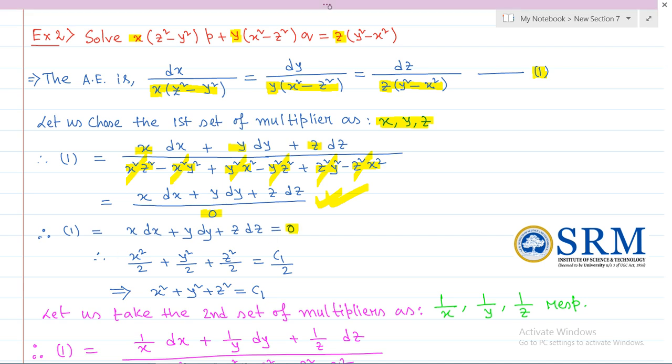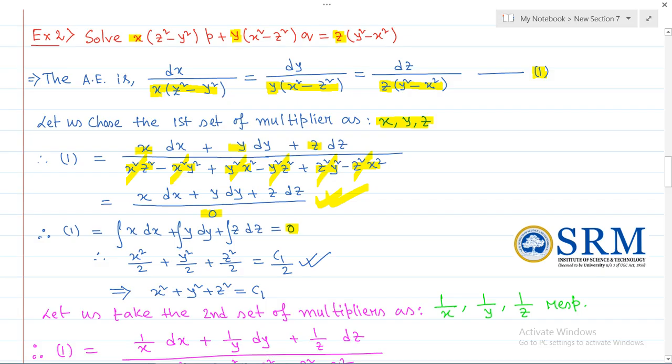Now simply if we do the integration on each and every term, then what will we get? x square by 2 plus y square by 2 plus z square by 2 equal to c1 by 2, constant of integration. So the first set of solution is x square plus y square plus z square equal to c1.